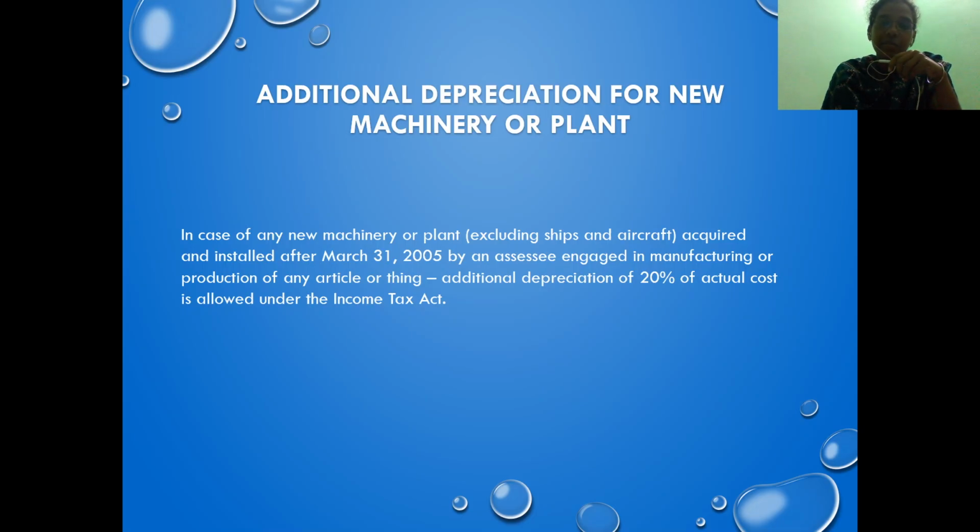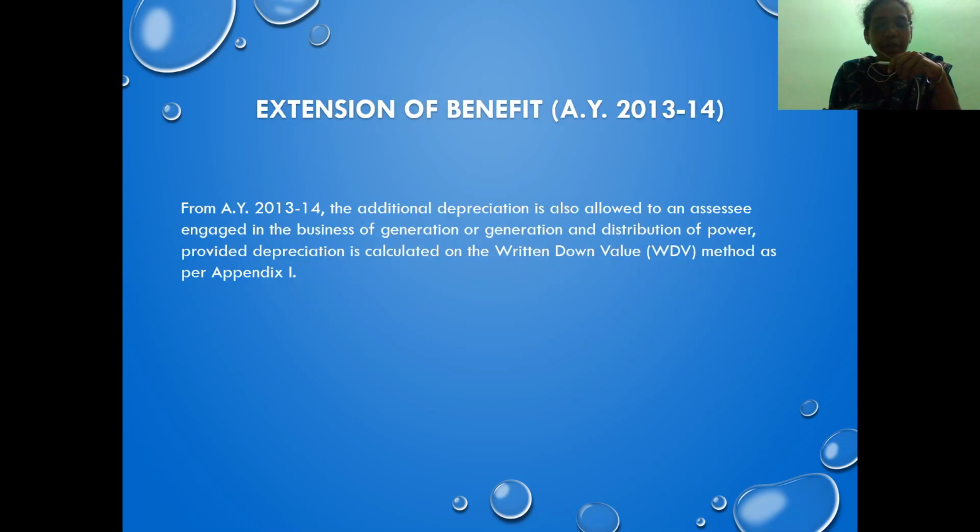The asset qualifying for additional depreciation should be acquired or installed after 2005. Ships and aircraft fall into the category of plant and machinery, but they are not eligible for additional depreciation. So excluding ships and aircraft, all other plant and machinery will be eligible for additional depreciation of 20%. The additional depreciation is eligible only if the plant or machinery is acquired in the relevant previous year and used for more than 180 days.